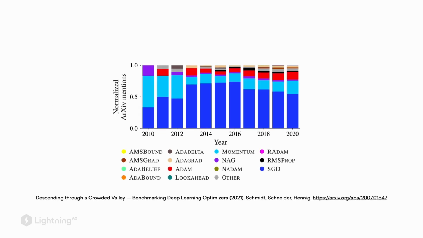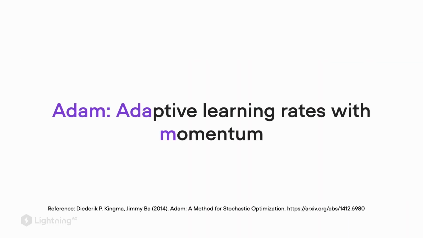So I found a paper where the researchers analyzed the usage of different algorithms throughout the years. Looking at the most recent entry here, 2020, we can see that SGD, stochastic gradient descent, is still the most frequently used optimization algorithm. The other very commonly used optimization algorithm is SGD plus momentum, which we just talked about in the previous video. And the third most commonly used optimization algorithm is ADAM. ADAM is actually the star of the show of this video, and we are going to talk about how it works in detail. So let's talk about ADAM, which stands for Adaptive Learning Rates with Momentum.